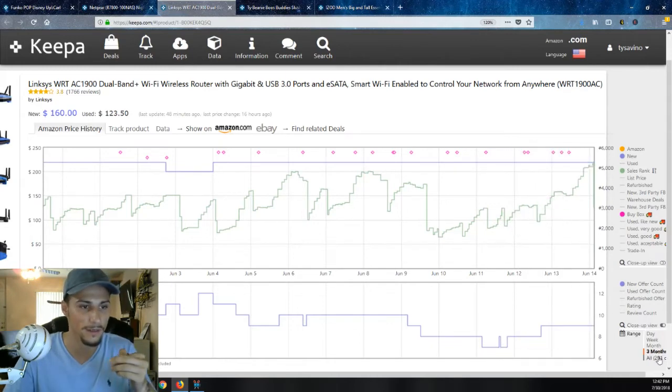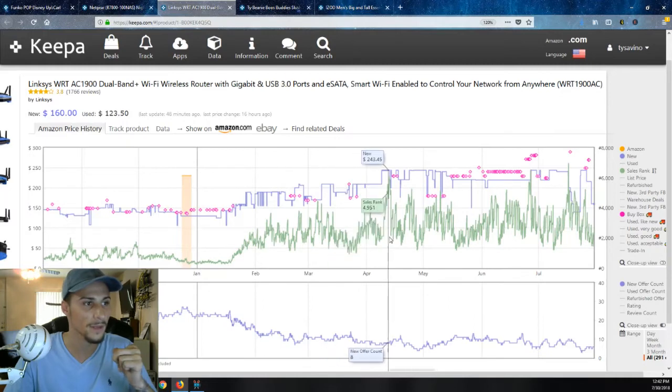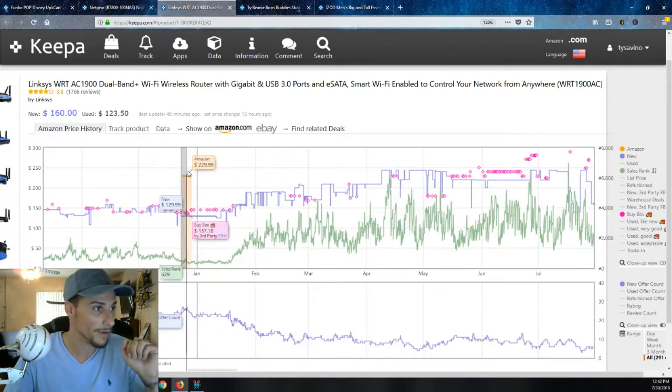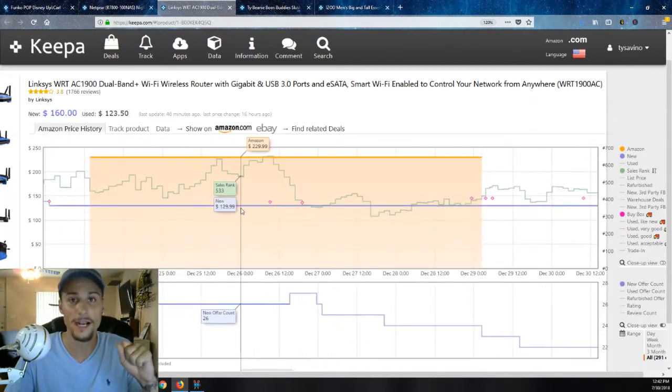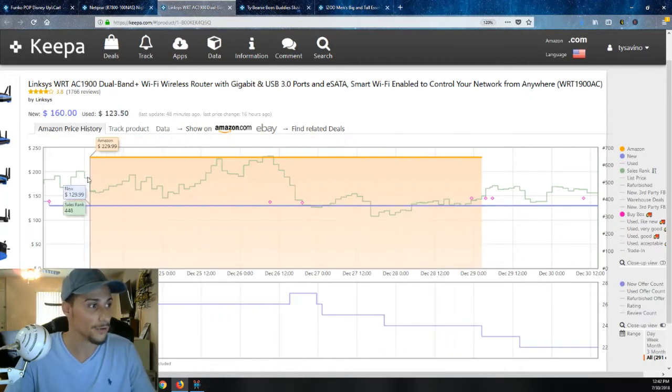Also, if you look at the whole life cycle, it's gone up a little bit because it's probably been out for a while. But this is how I would analyze the sales rank. Also, there's no Amazon except for a very small period of time. So this is a very ideal graph.